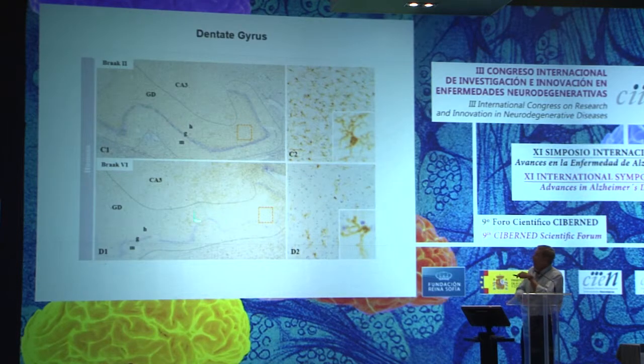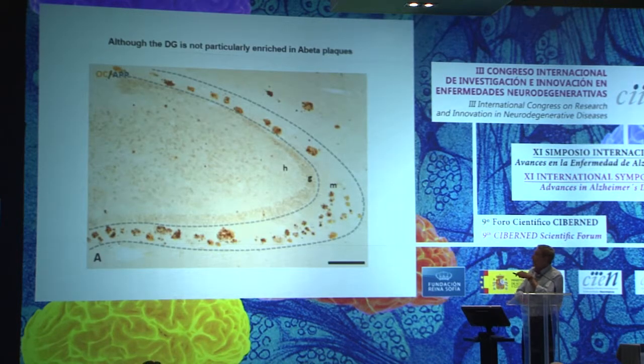However, in the hippocampal formation, the polymorphic area is the most affected region of the hippocampus. However, in these polymorphic layers, there is very little, if any, A-beta deposition. So, A-beta could be toxic for the microglial cells, but there is toxicity without A-beta deposition.